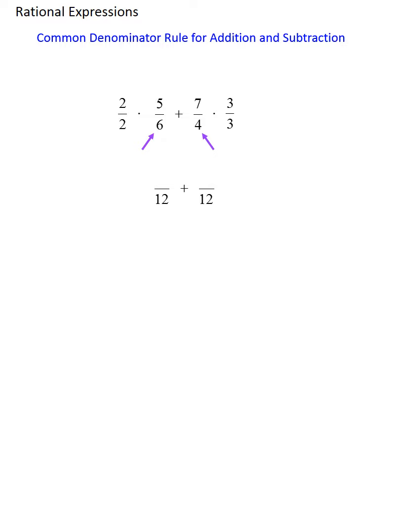2 halves is 1, 3/3 is 1, and by multiplying by these two versions of 1, we get fractions that look different than the original fractions but actually aren't, because those two fractions have the same value and these two fractions have the same value. So I appear to have changed the problem, but I've only changed its appearance. Numerically, I haven't changed it, but I have made it so that the denominators match. And once your denominators match, you keep the same denominator and add the numerators, which gives me the final answer to this problem.